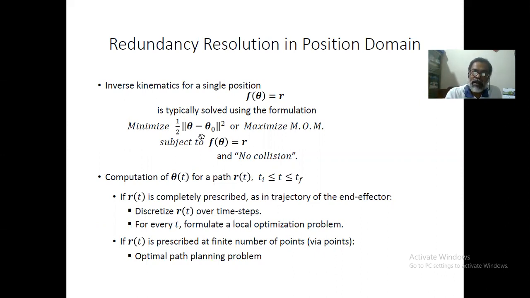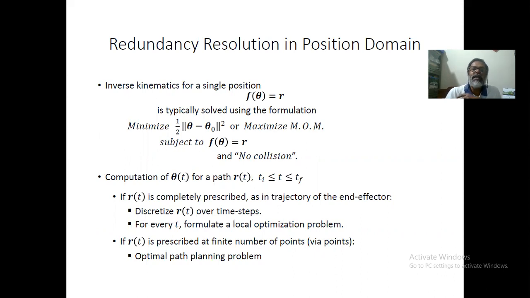So you minimize this subject to the inverse kinematics requirement being met and no collisions. This is one way. The other possibility is that rather than minimizing this, you can maximize the manipulability measure. And that's a good idea. Rather than minimizing the joint motion required, you can maximize the quality of the configuration with which you reach here. That's a good idea. So you can do that.